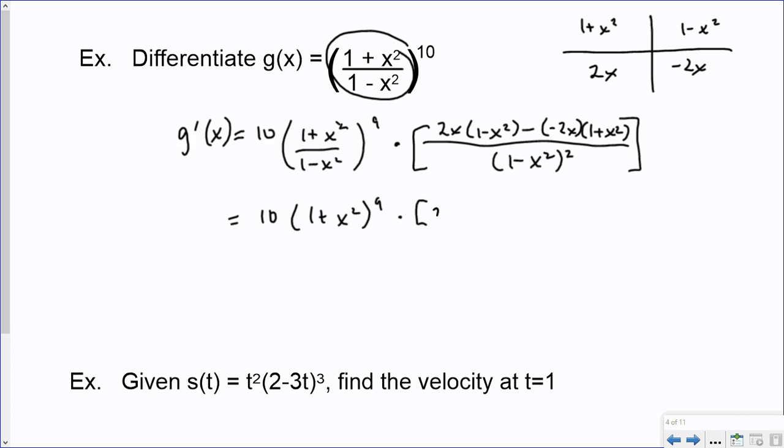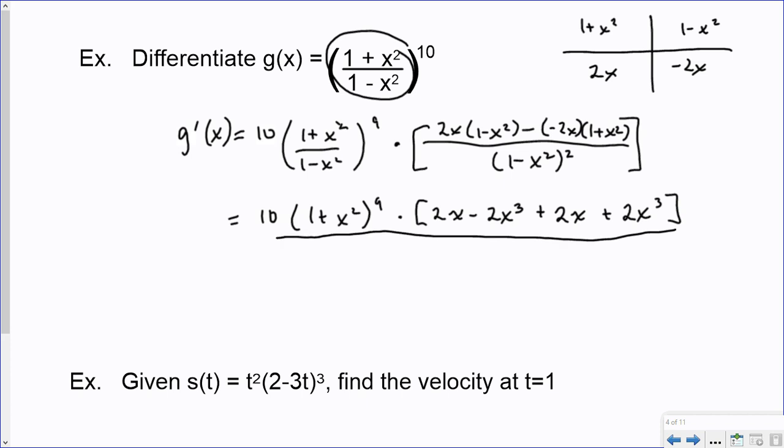Okay, let's expand that in. 2x minus 2x to the power 3 plus 2x, and then a negative times a negative 2x squared, so that'll be a plus 2x to the power 3. And over one common denominator, it's going to be 1 minus x squared to the 9, and then another 1 minus x squared to the 2, so that'll be 1 minus x squared to the 11th.